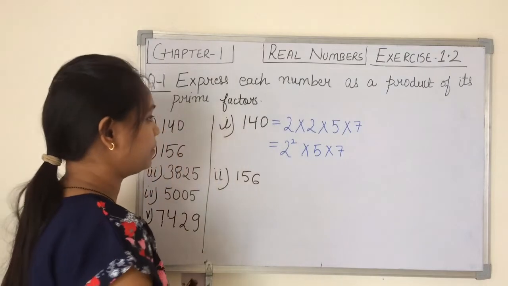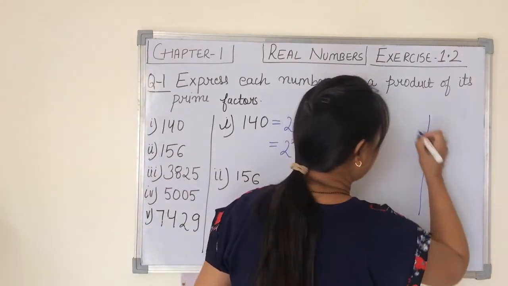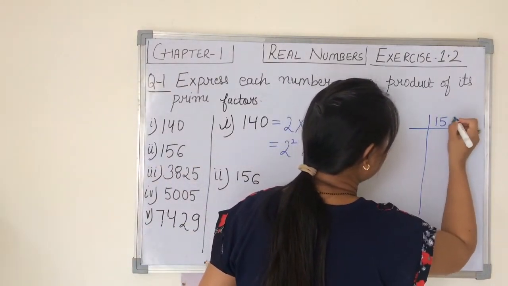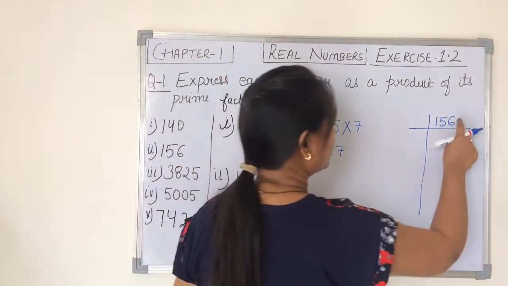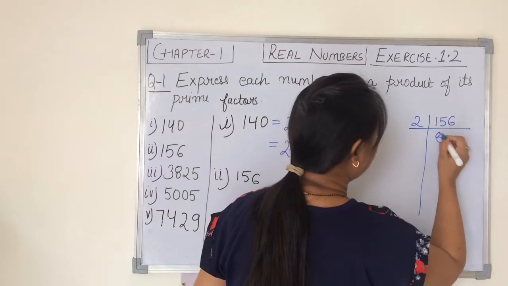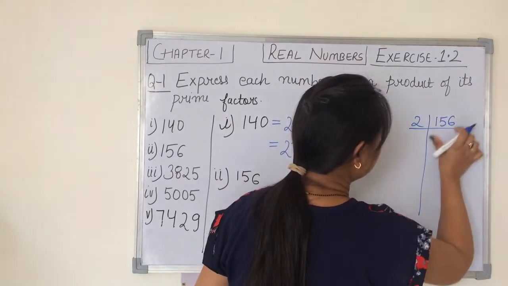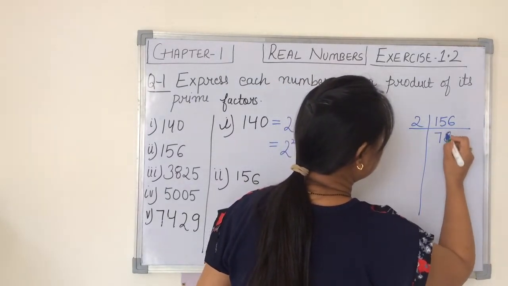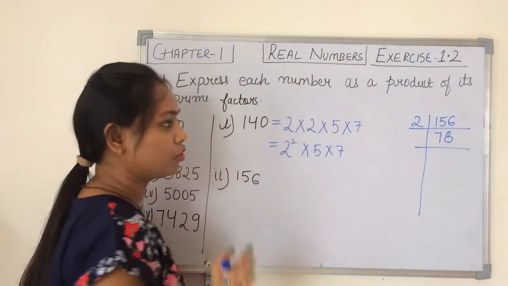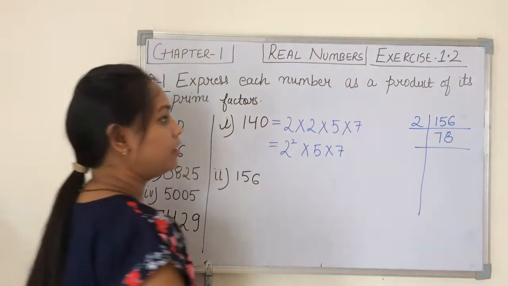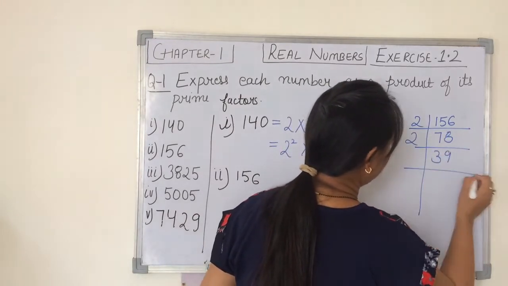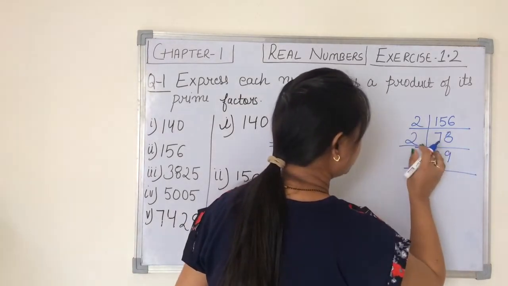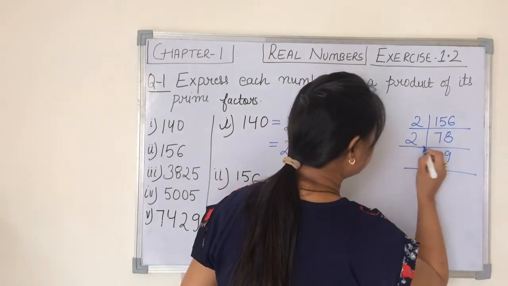As in 156 we have 6 at its units place, which is an even number. Even number unit place पे है तो ये 2 से divisible है. 2 7s are 14. 2 8s are 16. Again we have 8 at its units place, which is an even number. तो ये फिर 2 से divisible है. 2 9s are 18. Now we have got 39. 39 is not divisible by 2.